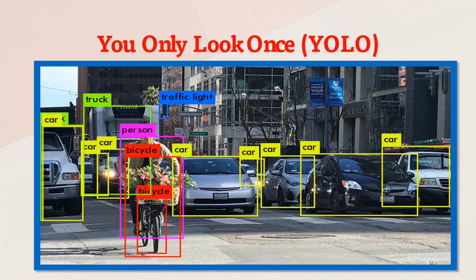Then it can be used in real-time video surveillance, where it can be used in security systems to detect and track objects in real time, such as people, vehicles, or other potential threats. And this can be used in surveillance cameras, retail stores, or parking lots to monitor activity and ensure safety.